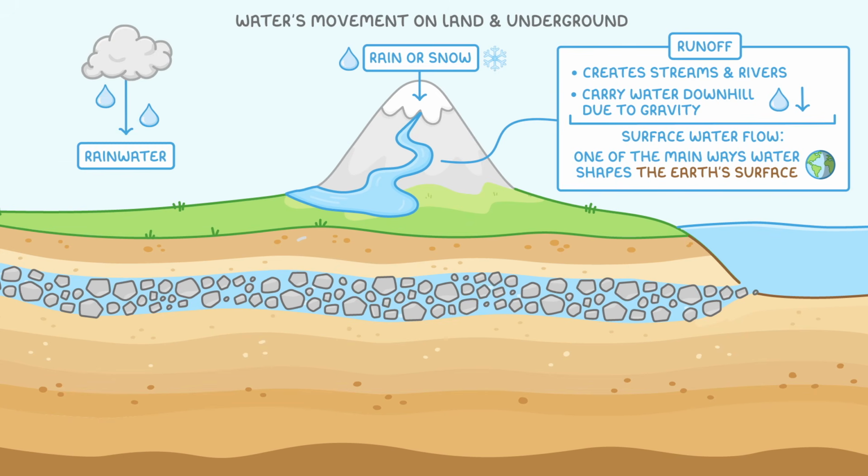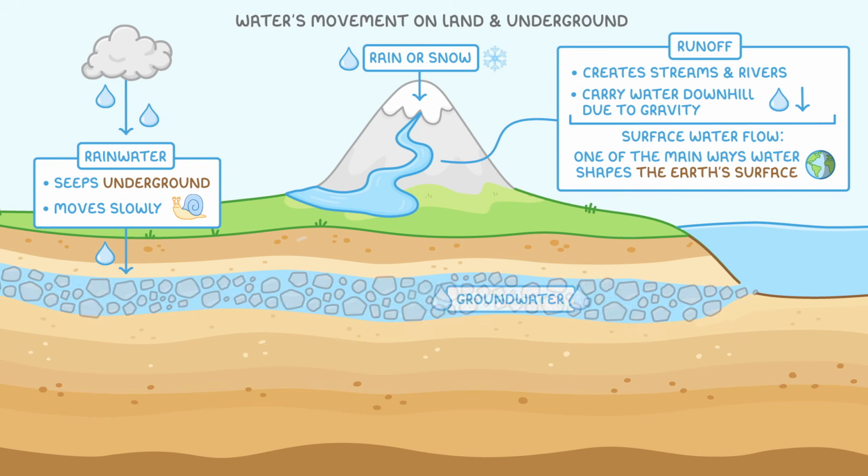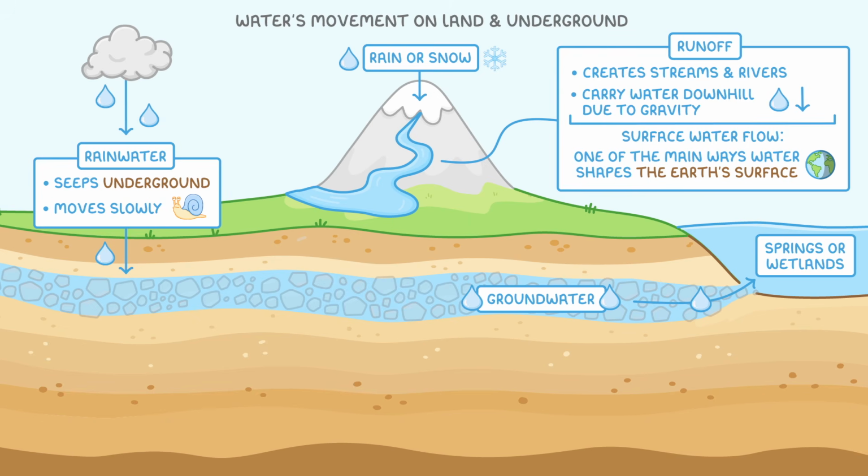When water, like rainwater, seeps underground, it moves more slowly than water on the surface because it's moving through tiny spaces between soil particles and through cracks in rocks. We call this underground water groundwater, and it flows from these areas where it's seeped underground to areas where it can exit to the surface again, like through springs or wetlands.